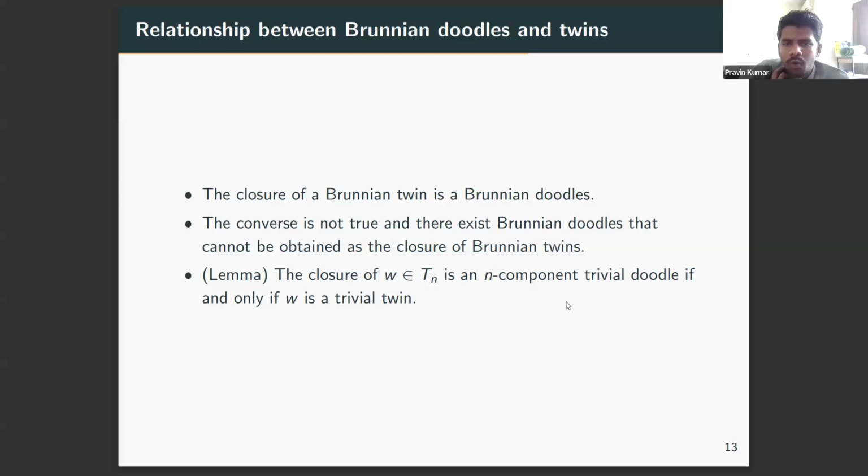If I have a twin whose closure is a trivial doodle, then this twin is actually a trivial twin. The proof of this is based on the fact that every doodle diagram has a minimal diagram representative, which was proved by Cohen in his early paper called Doodle Groups. So every doodle has a unique minimal representative, using which we can prove this result. We also use some algebraic property of the twin group to conclude this result.